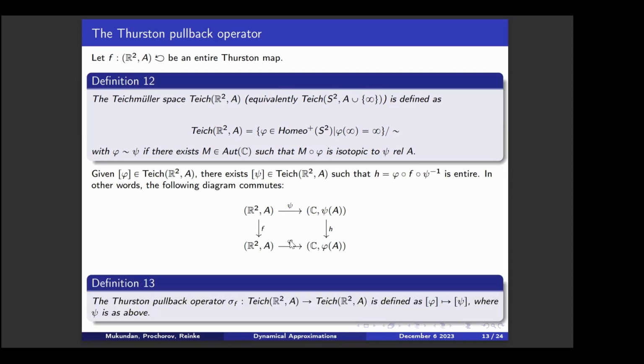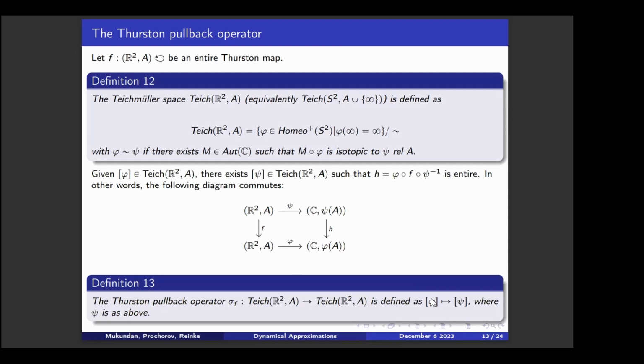We'll also additionally define an operator on this diagonal space, which is called the Thurston pullback operator, which takes every phi, which is the bottom arrow, to the element containing the top arrow. So it sends phi to psi. And this is a holomorphic operator on this diagonal space.